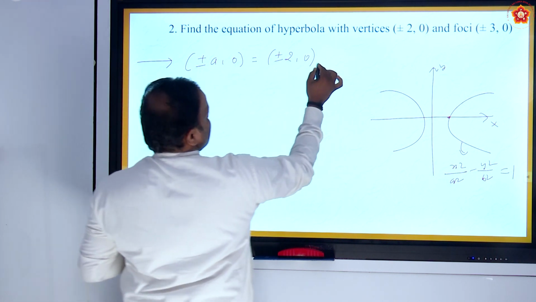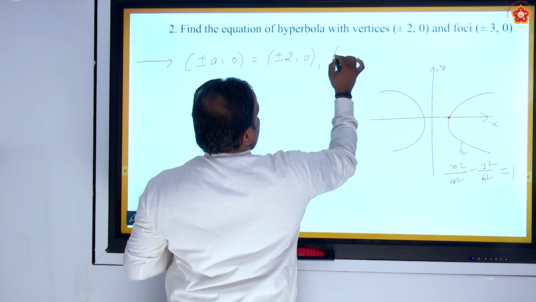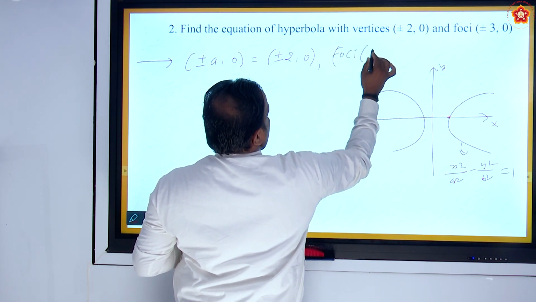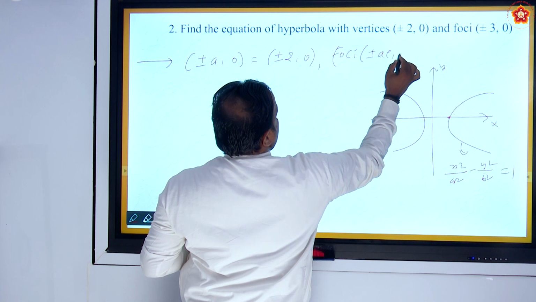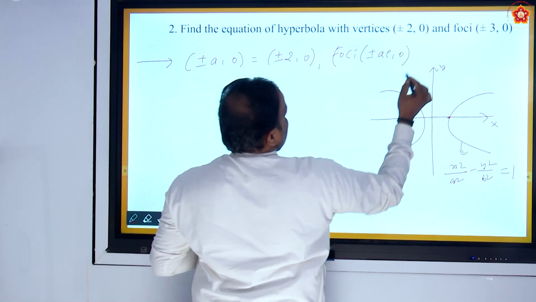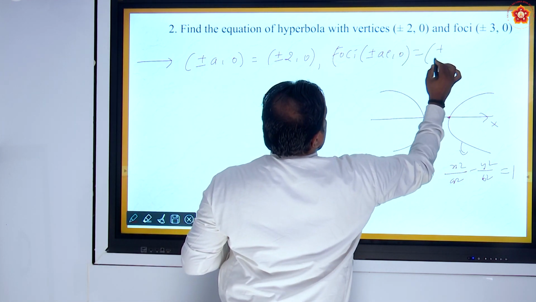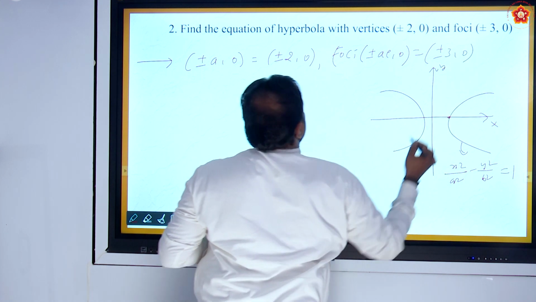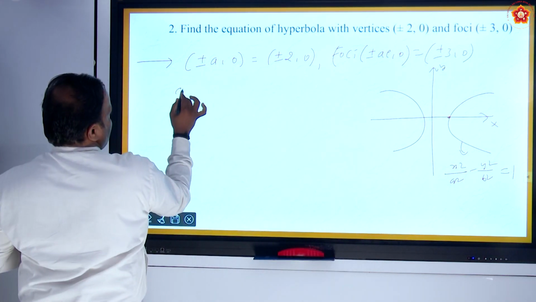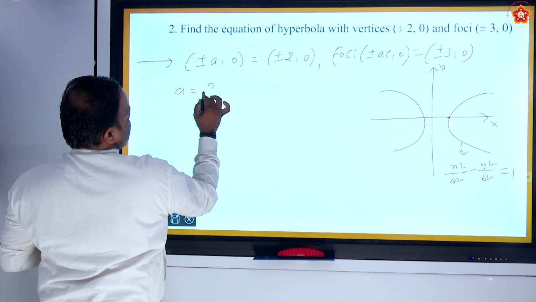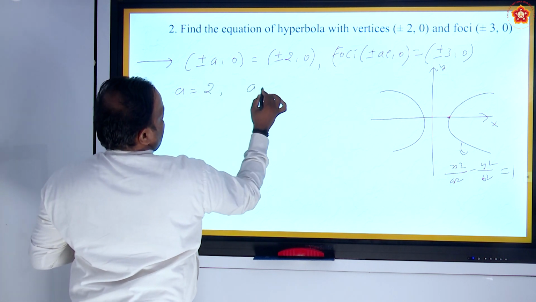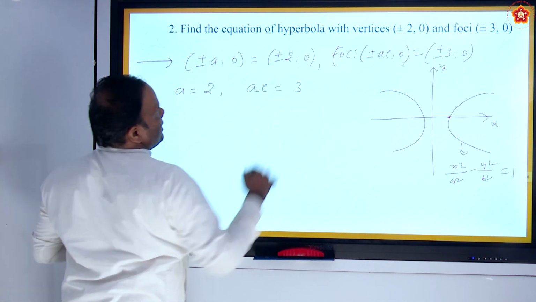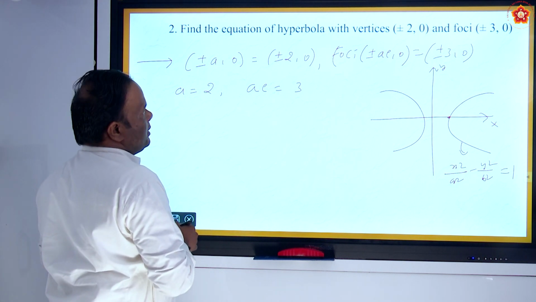Compare this, and the foci are given. The foci formula is plus or minus ae comma 0, given here as plus or minus 3 comma 0. So clearly we can say that a is equal to 2 and ae is equal to 3.